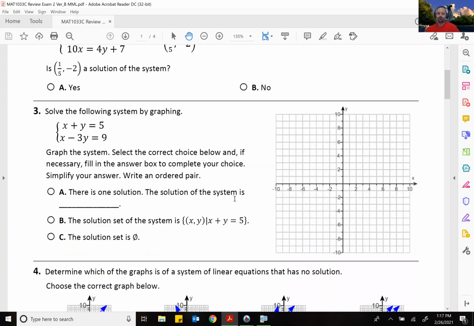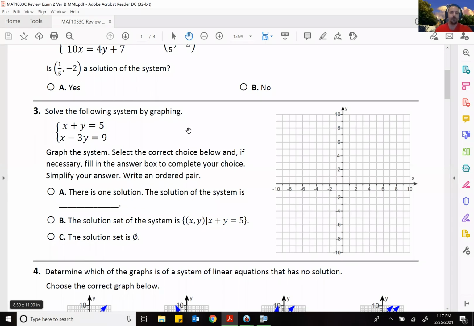So here we've got this system. X plus y equal to 5. X minus 3y equal to 9. And they want you to graph and then select your answer.